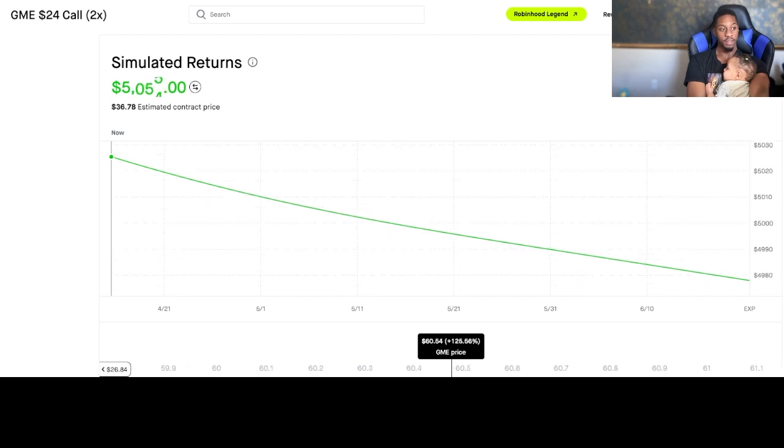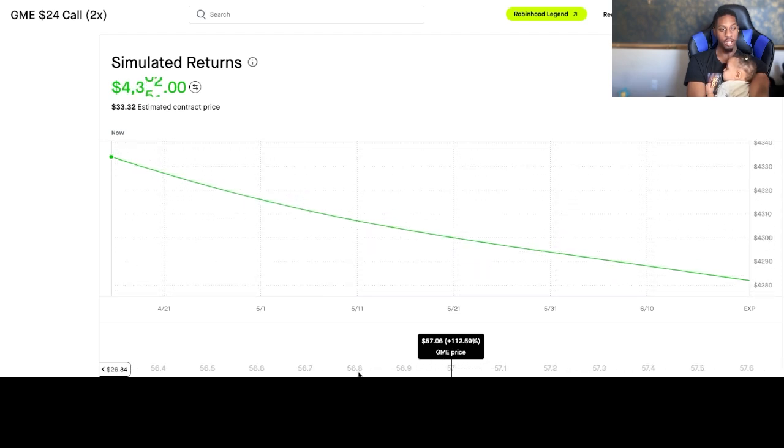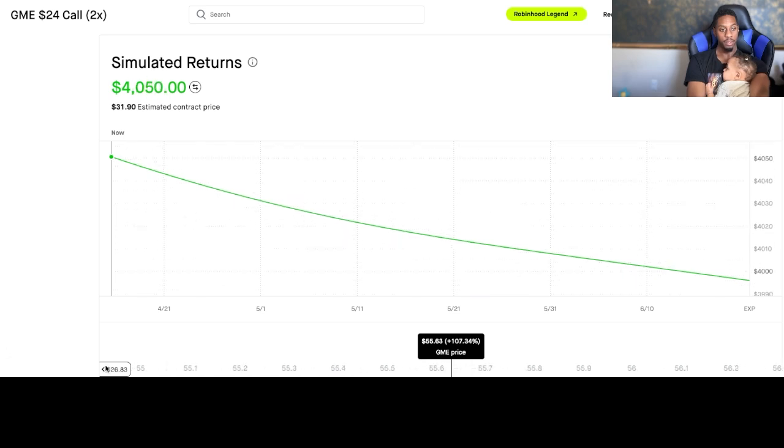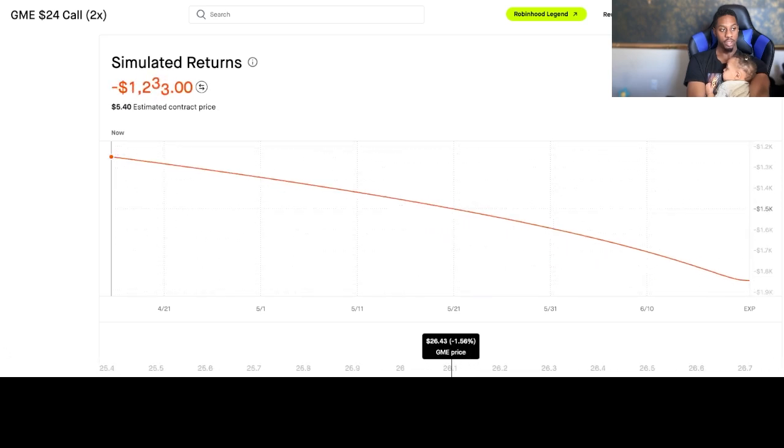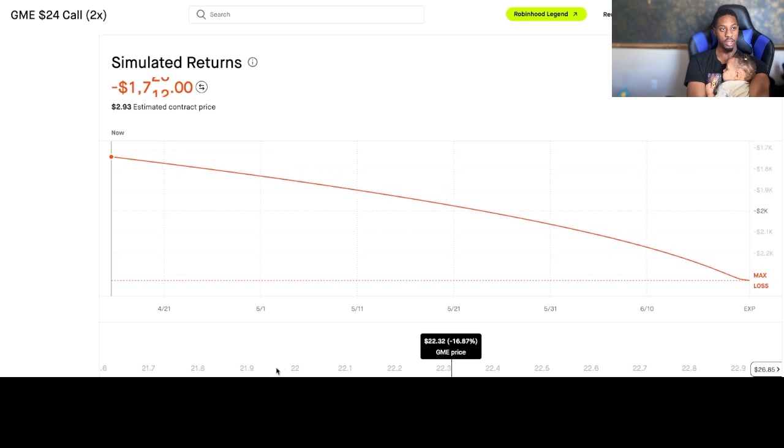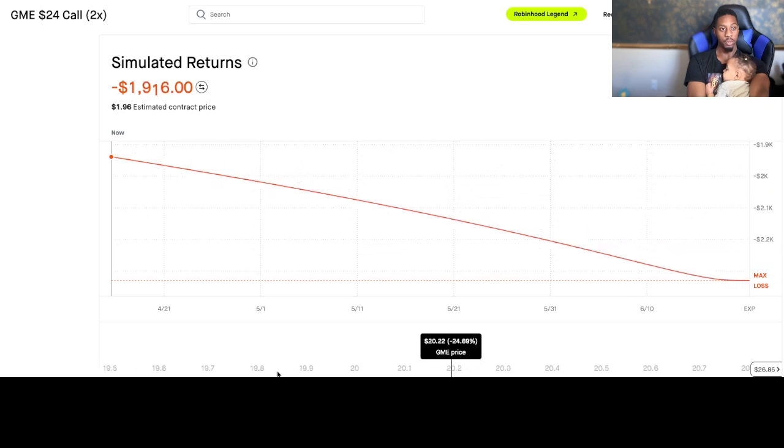Now let's take a look at if GameStop went back down below $20 to see how the option will be affected. I'm gonna skip back down to 26. GameStop went below $20. Let's see how much our option is. See how it's already going to zero.